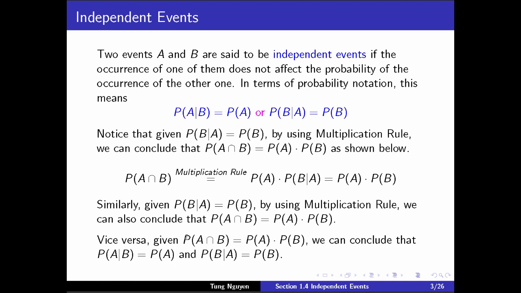Vice versa, if we are given this equation, and suppose that probability of A intersect B is equal to probability of A multiplied by probability of B, we can also prove that probability of A given B is the same as probability of A, and probability of B given A is the same as probability of B. We can do this by simply using the formula to compute the conditional probability of A given B, and then applying this given information.